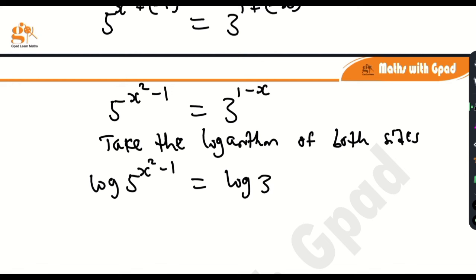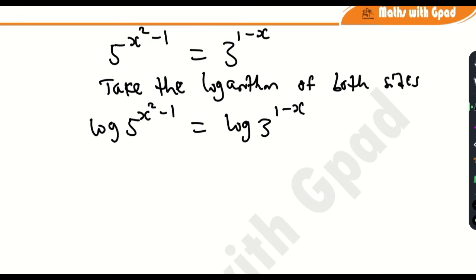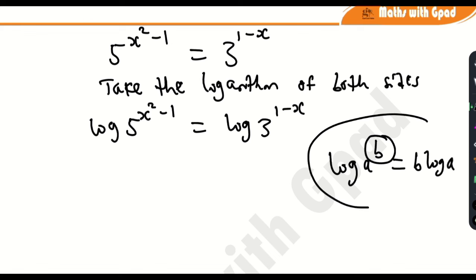3 raised to the power what? 1 minus x. That's log 3 raised to the power 1 minus x. From one of the laws of logarithm, if you have log a raised to the power b, this can be expressed as b log a. So the exponent here can be used to multiply the logarithm. That's exactly what I'm going to do here.